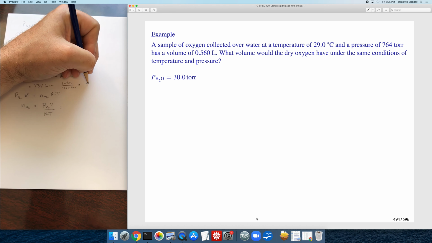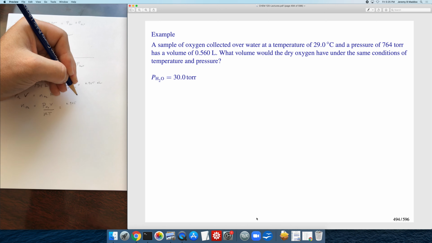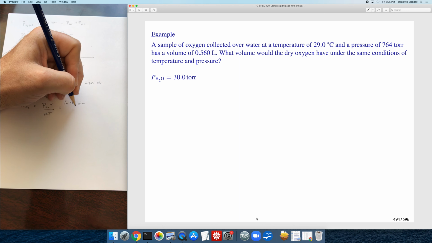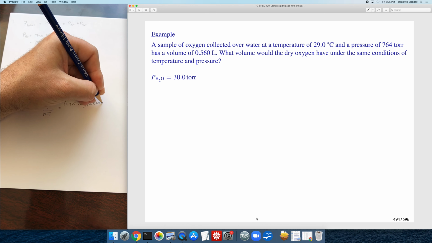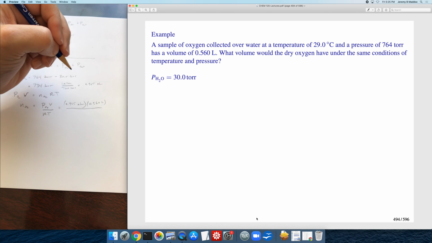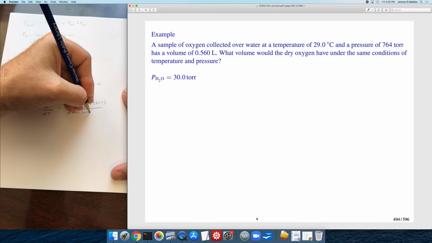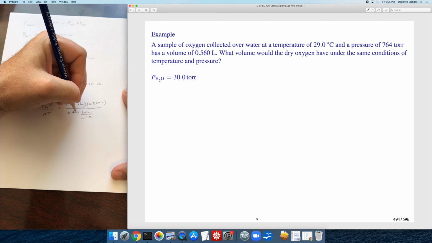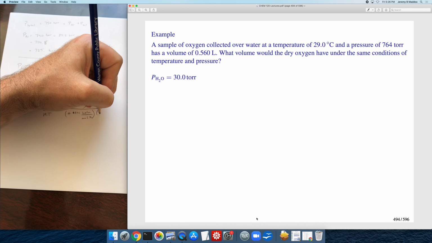So 0.965 atm. So that's our partial pressure. The volume is 0.560 liters. Divide by the gas constant. And our temperature, 29, we need to add 273 to that. 302.